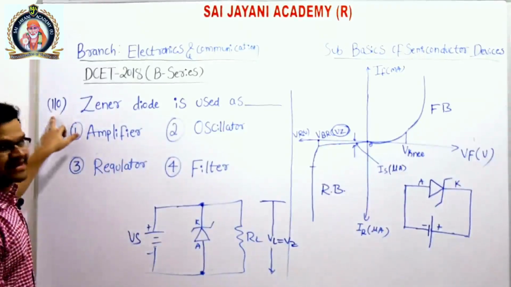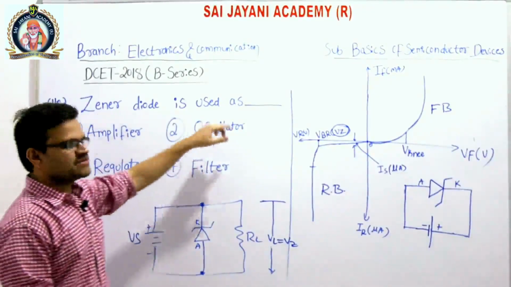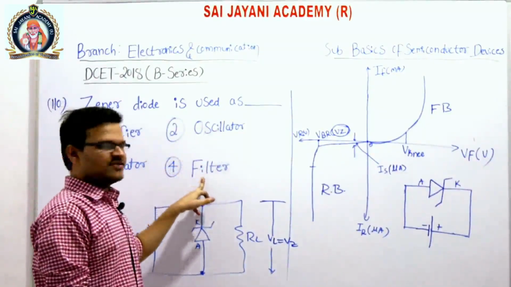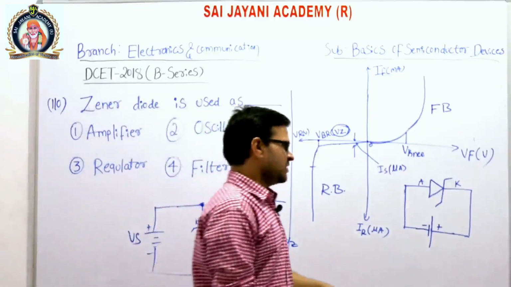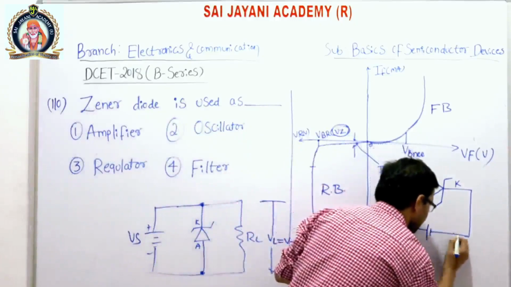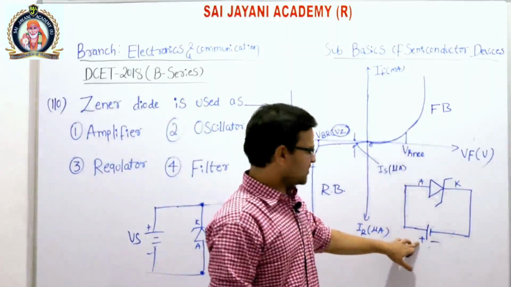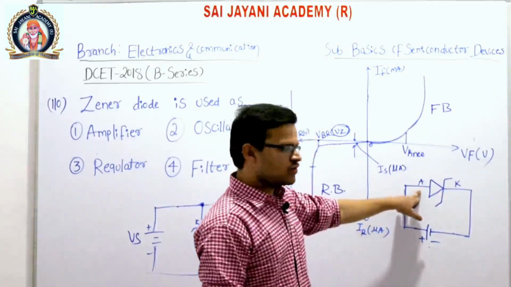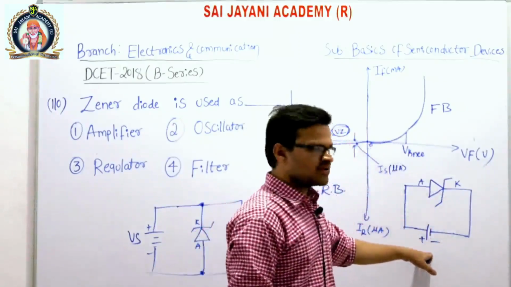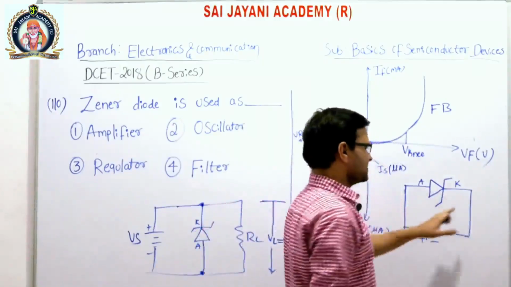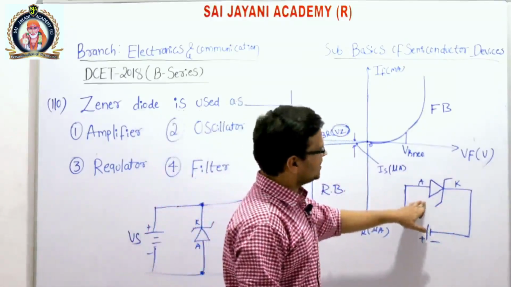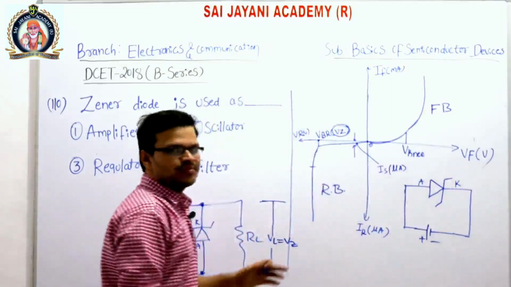Question number 110: the Zener diode is used as dash. The options are amplifier, regulator, oscillator, and filter. When we connect a Zener diode in the forward biased condition, that is, the positive terminal of the power supply is connected to the anode of the Zener diode and the negative terminal of the power supply is connected to the cathode of the Zener diode, that is called the forward biased condition. In forward biased condition, the Zener diode acts like a normal PN junction diode.